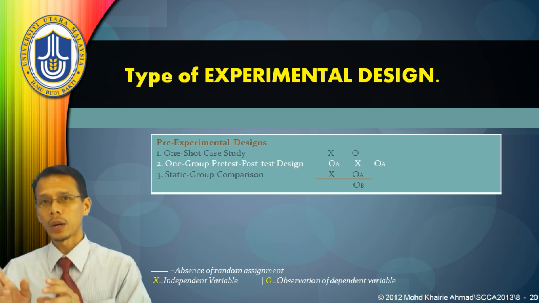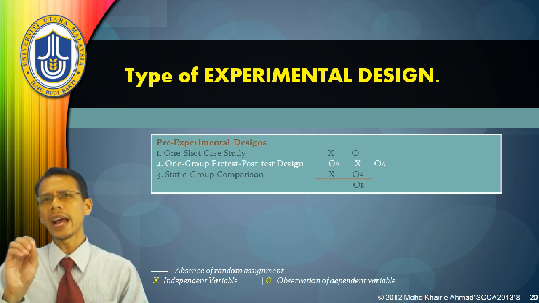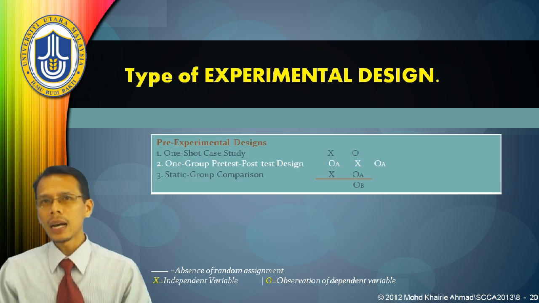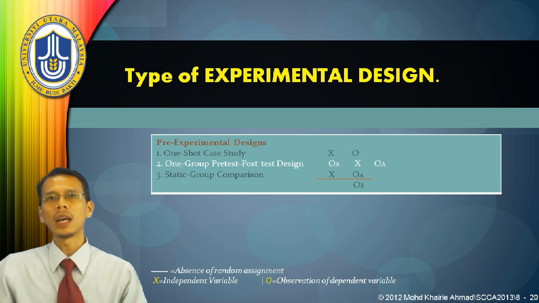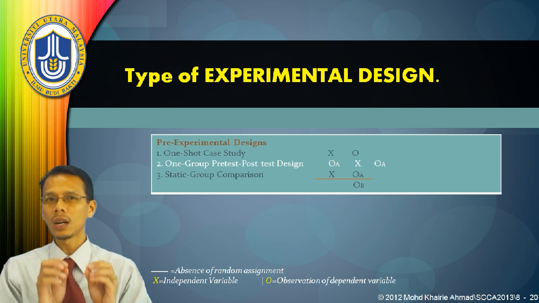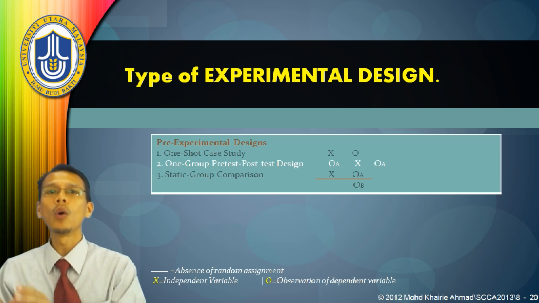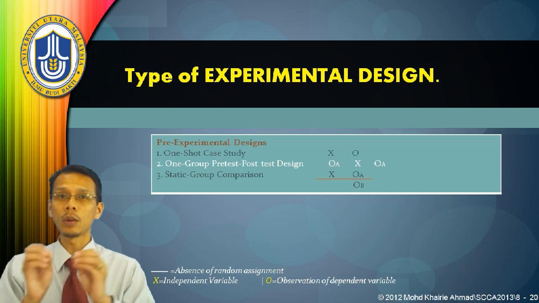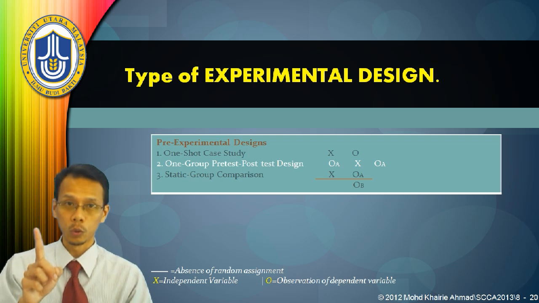So let's move to the first category, which is pre-experimental design. Pre-experimental design is a kind of experiment done in a very simple manner. The first type is the one-shot case study. In this, we impose our independent variable or intervention, and then we see what the effect is. We impose the independent variable and then we observe the one group.